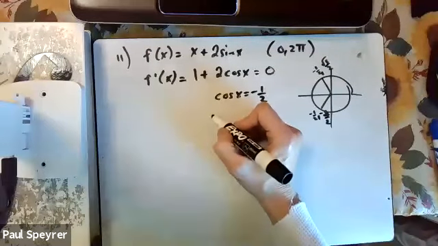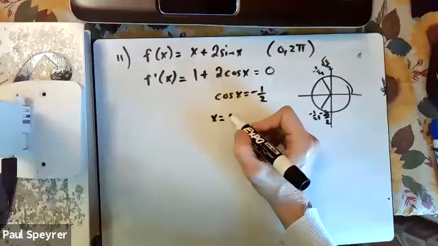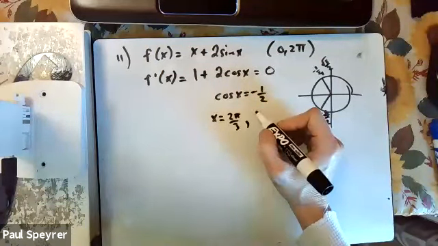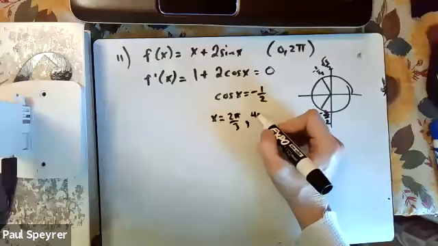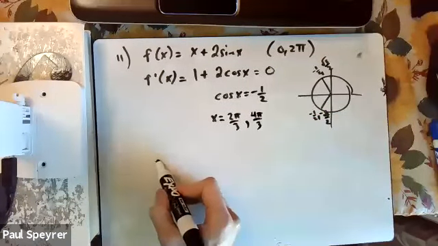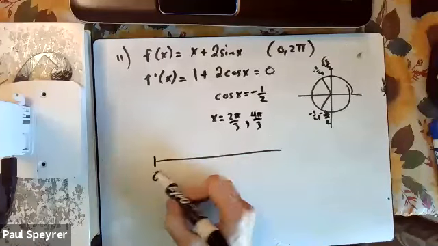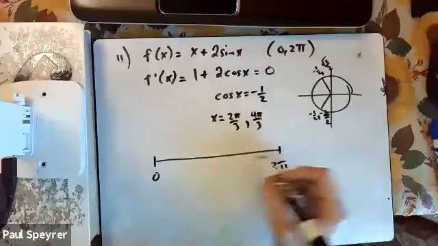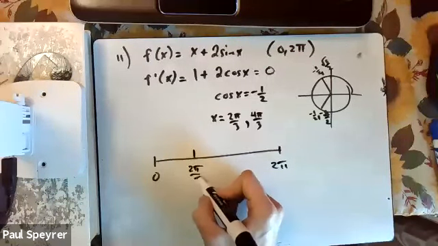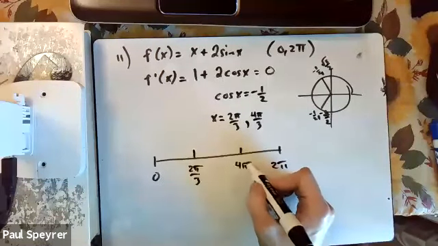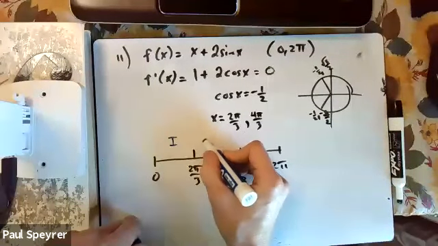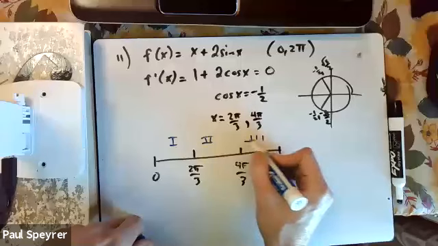So where's this happening at? At x equals 2 pi over 3 and 4 pi over 3. So we have 3 regions, right? 1, 2, and 3 right here.